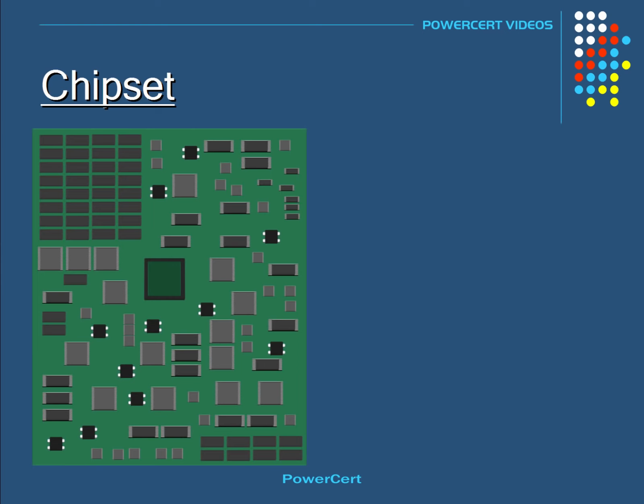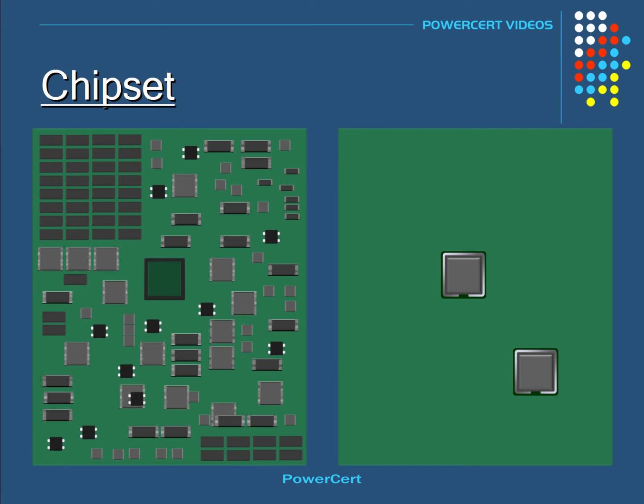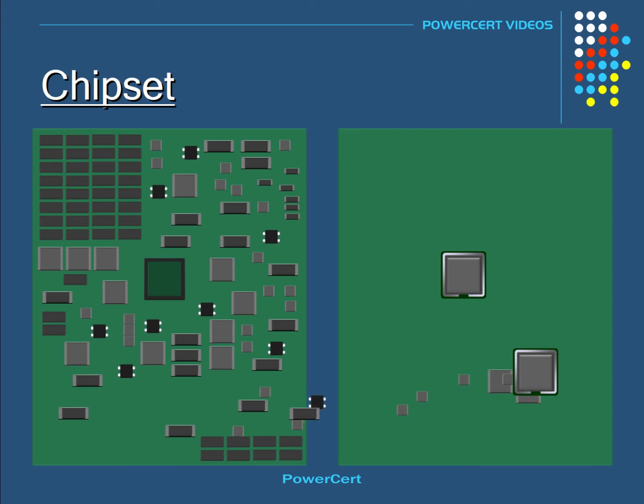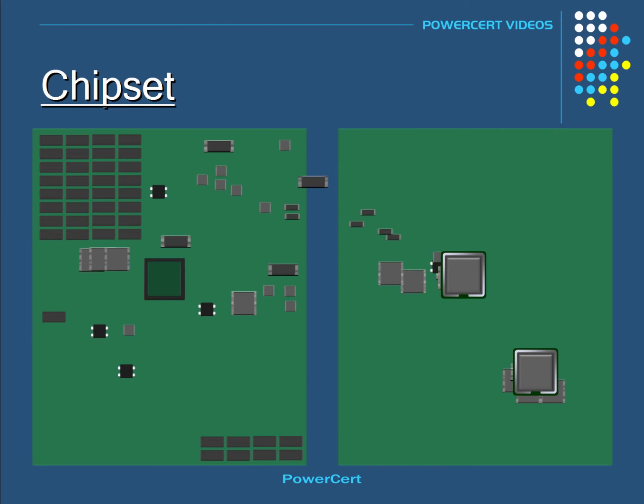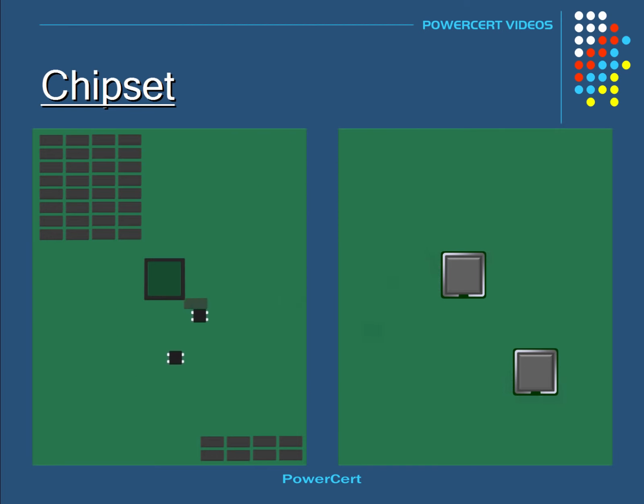As technology progressed, computer engineers decided to reduce the number of chips and have them in a more centralized location. So instead of having these different chips scattered all over the motherboard controlling different functions, they reduced the number of chips to do the same job and condensed them to only a few chips, or what's now called a chipset. And that's what a chipset is.